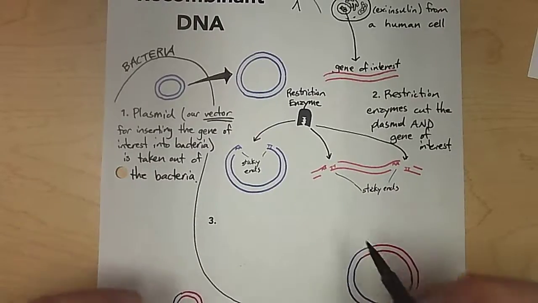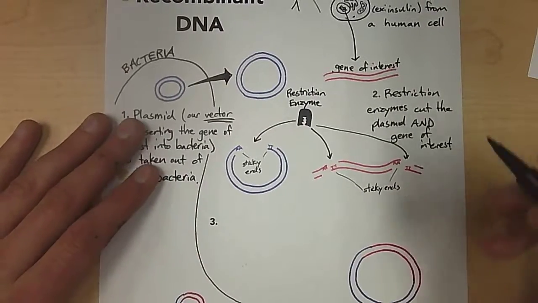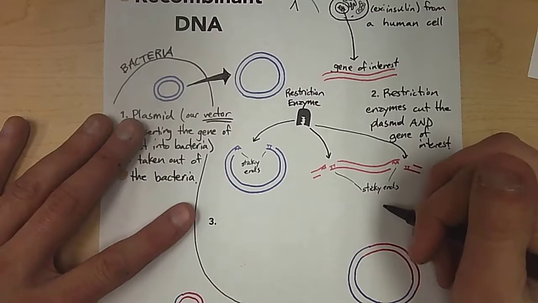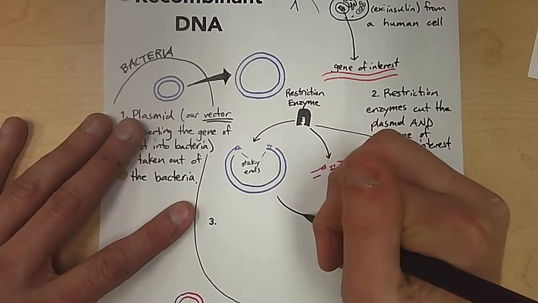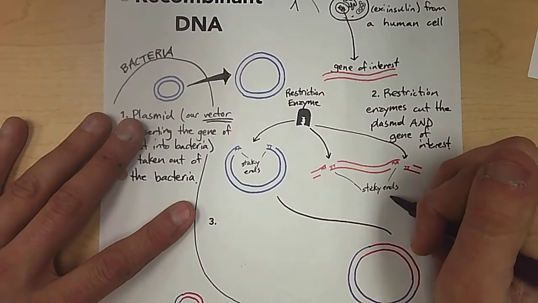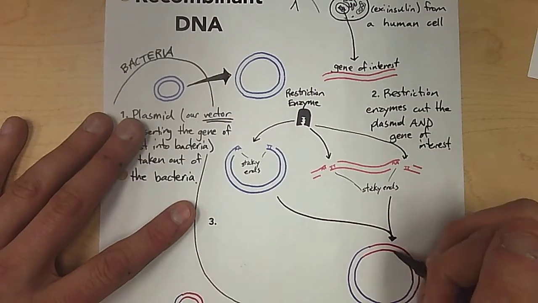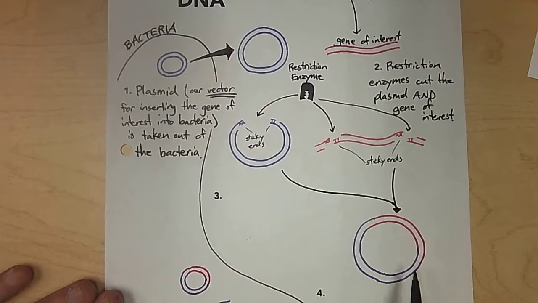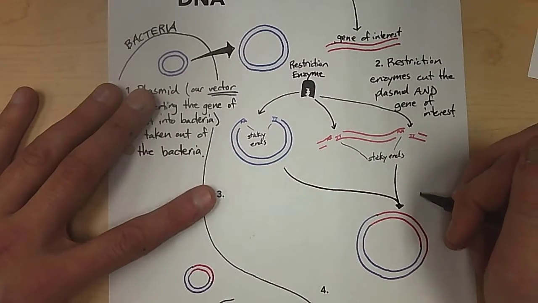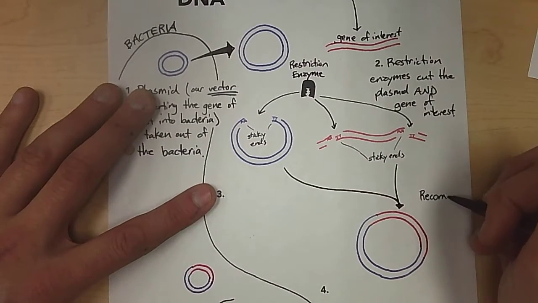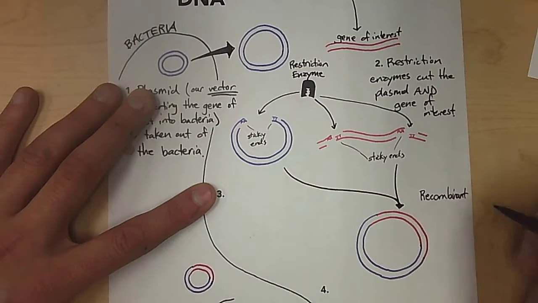These sticky ends end up being really important, because we're going to take our gene of interest and our plasmid and combine the two together to form something like this. And our gene of interest is part of our bacteria's plasmid. In this case, we could say that we have recombinant DNA.